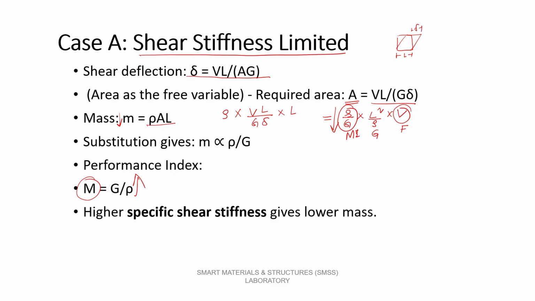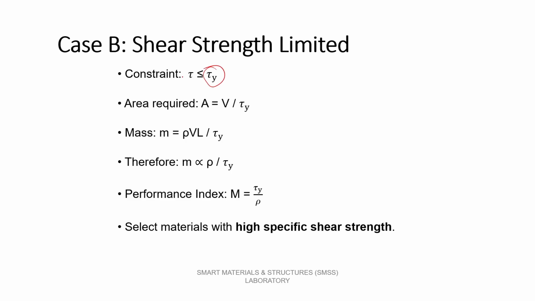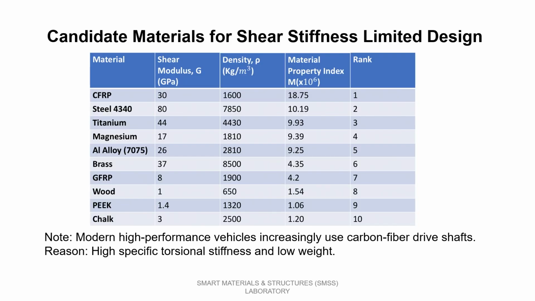Now, if it is shear strength limited, then of course, I have to consider tau y, and then of course, the area required will be simply V over tau y, and then that comes into the mass, and the same way you get rho over tau y, and that means the material property index will be tau y over rho. Okay. So, that is the case for this type of situation. Now, let us go and put all the material properties that we know. I have also added some extra materials now, like PEEK also I have added here, and brass also I have added here. Okay.